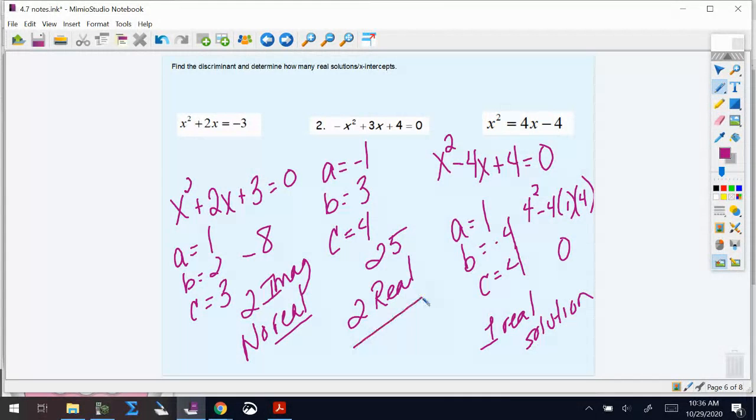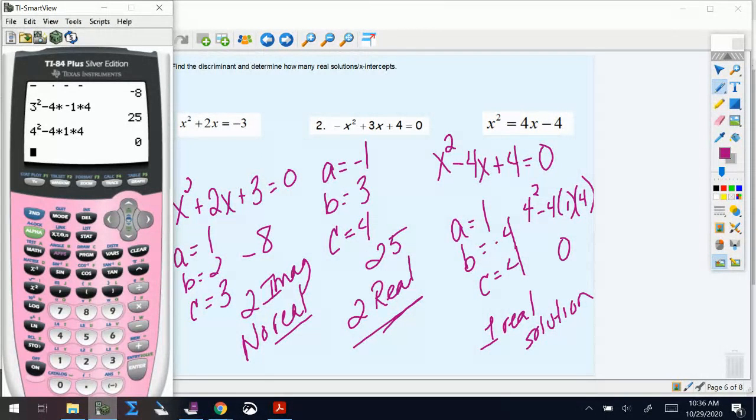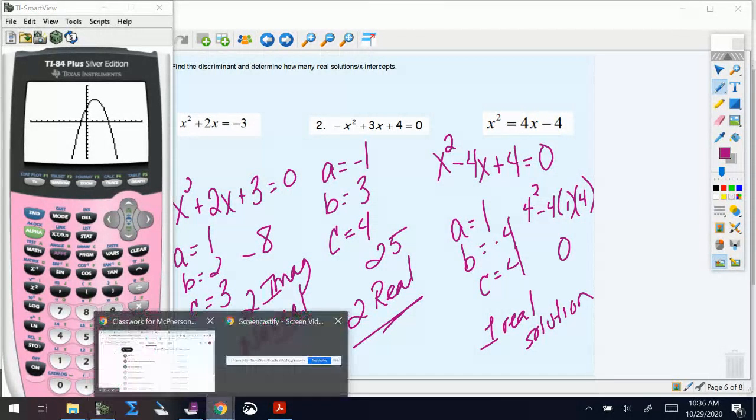If you were to graph this one, I'll show you that one and then we'll be done with this. If you go to y equals and you type in the middle equation, so -x squared plus 3x plus 4, and you graph it, you should see it cross the x-axis twice. So right away, my discriminant answer should confirm what you see from my picture. And that's how we use the discriminant part of the quadratic formula.